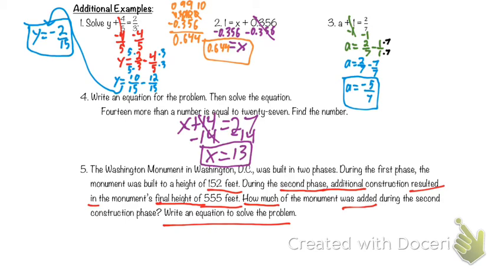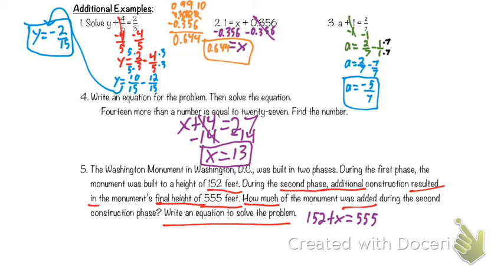So, can anyone help me try and write an equation for this? Okay, Courtney, what are you thinking? 152 plus x equals 555. Okay, and explain your reasoning of why you did that. So the first phase, they had a height of 152. Okay, that's what we started with. And then in the final, they had 555, which is what the total was. And they're asking how much was added during the second phase. So you don't know that number. Okay. So it's plus x.